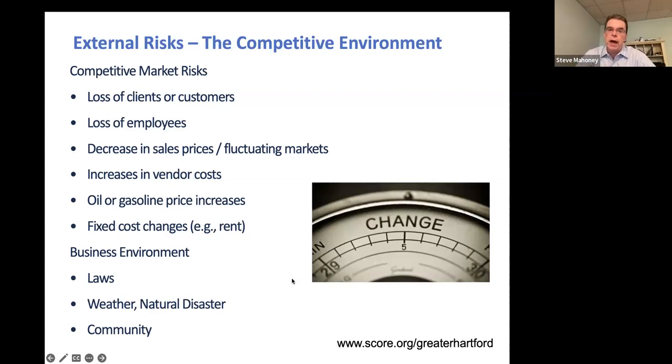The last category I've got here on this slide for external risks is the business environment. So thinking about changing laws, could be a tax law, could be a new labor law, it could be a zoning law, weather, natural disaster. You can't really do anything about these, but to the extent you think about what would happen and what you could do to protect your assets and your business continuity, that's something you can consider, but you obviously can't stop it. And then impacts from the community.